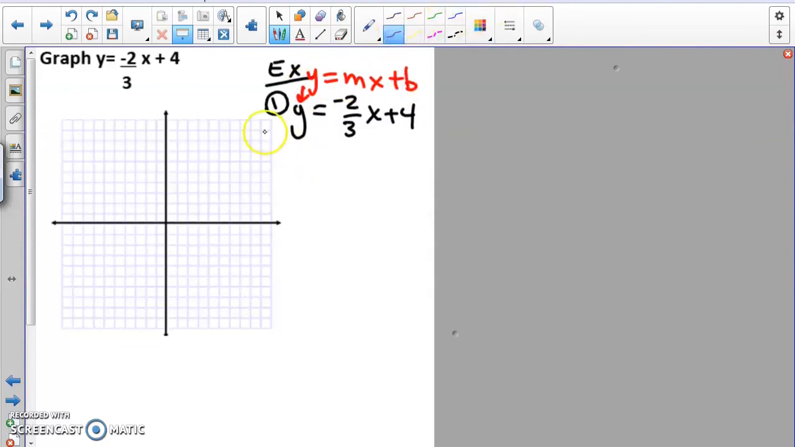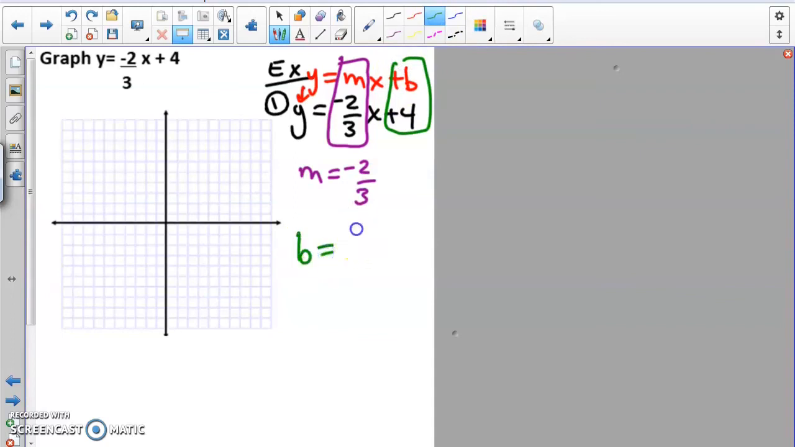So m is always the guy in front of the x, so it's going to be -2/3. And then our b is always that guy out there by himself. So b, and remember, always write it like a point. So it's going to be (0, 4). And now off to step 3, where we begin with b.